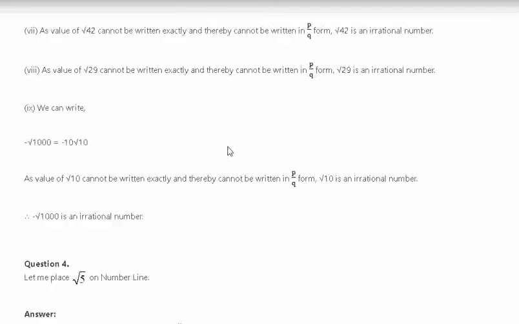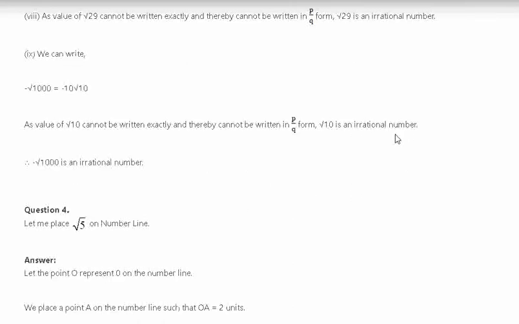so root 29 is an irrational number. We can write minus root 1000 as minus 10 root 10. The value of root 10 cannot be exactly expressed or written in p by q form. So that's why root 10 is an irrational number.